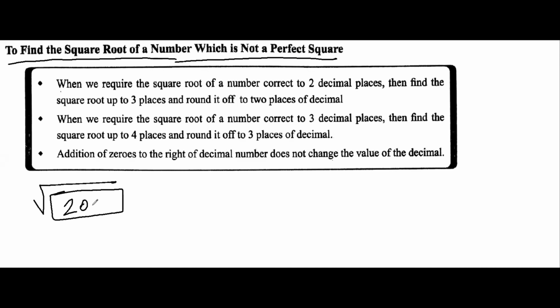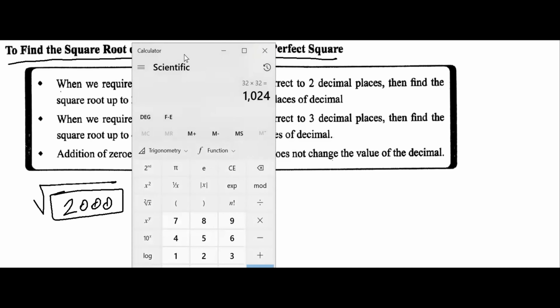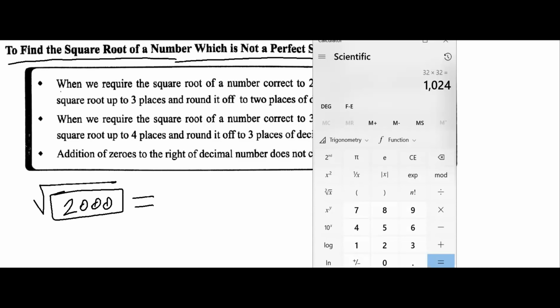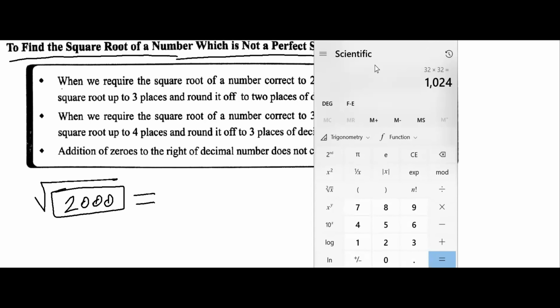Say for example 2000. The square root of 2000 is not a perfect square, but if I find the square root of 2000, I will get a decimal number. Okay, let's try to find out using the calculator. What will be the square root of this 2000 number, and then try to understand what it means.